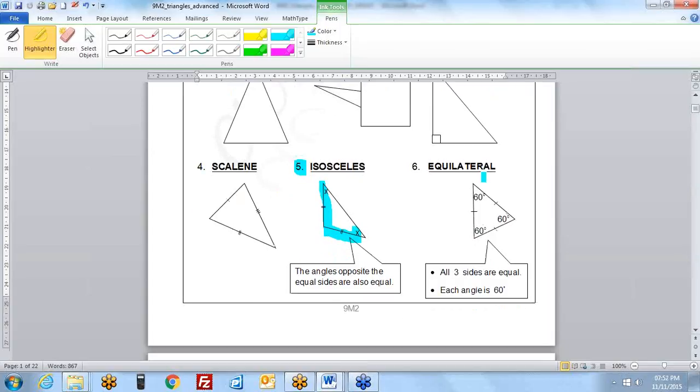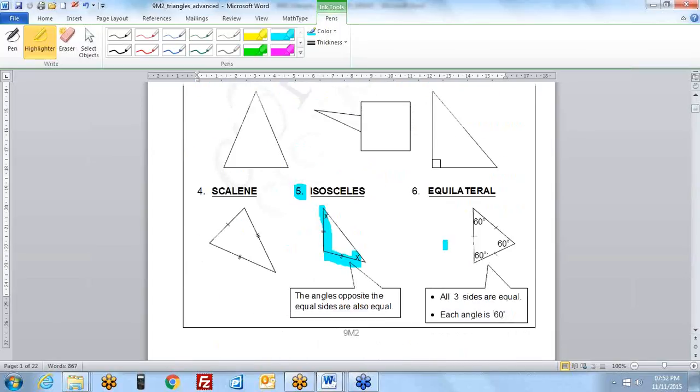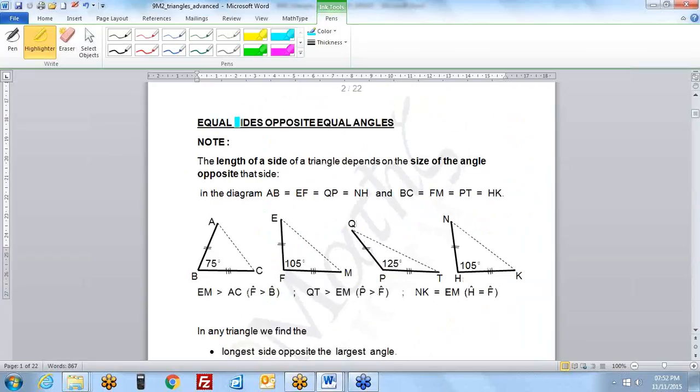And then also the equilateral triangle, where all the sides are the same length and the angles are 60 degrees each. And when we add them together, we obviously get 180 degrees. Right, then equal sides opposite equal angles. Note the length of a side of a triangle depends on the size of the angle opposite that side.